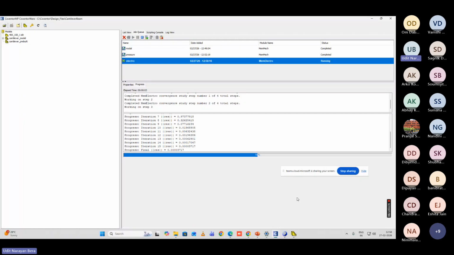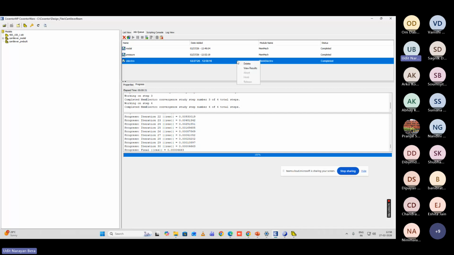So the progress, you can track it here. In MEM electro, we are not applying any external force or any external pressure. We are only applying the electrode voltage, so that the actuation is done by that electrode voltage only. In MEM-MEC, we have used the external pressure. Okay, so you got that the simulation is completed.